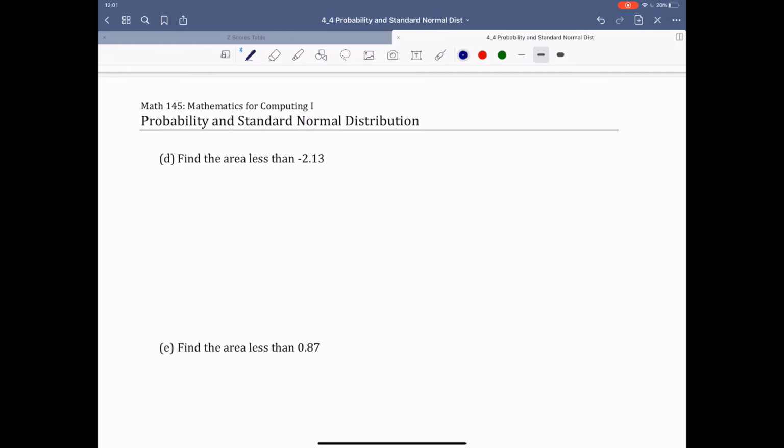Okay, part D, we want to find the area less than -2.13. Again, draw our standard normal distribution. We have 0 and -2.13, and we want the area less than that. Okay, our table only tells us the area that is between 0 and some positive value of z. So we can look up the area between 0 and 2.13. So let's do that now.